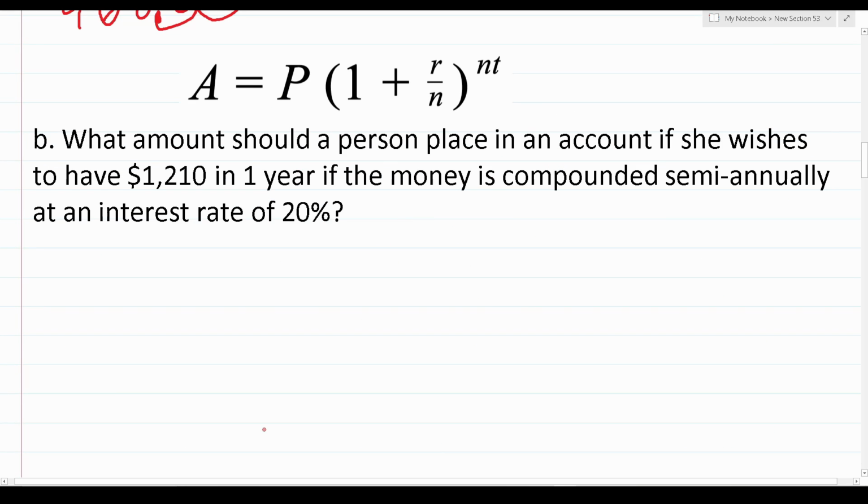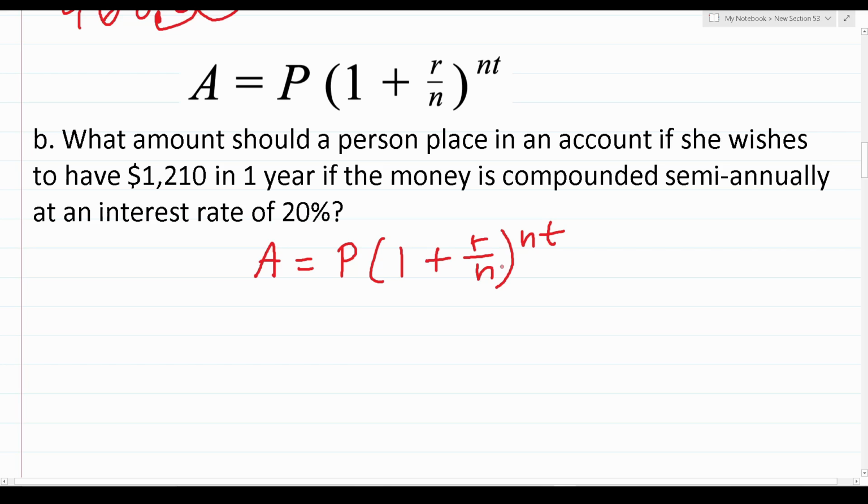All right, part B says, what amount should a person place in an account if she wishes to have $1,210 in 1 year if the money is compounded semi-annually at an interest rate of 20%? All right, so again, not surprisingly, I'm going to start this problem by copying down the formula that's given, notably A equals P times 1 plus R over N to the NT power.